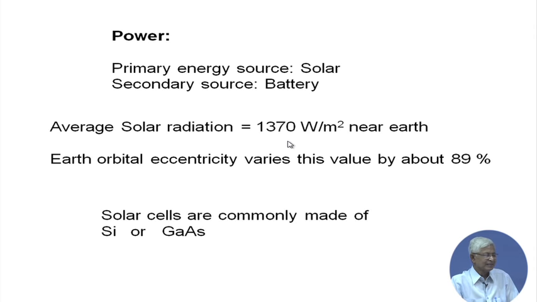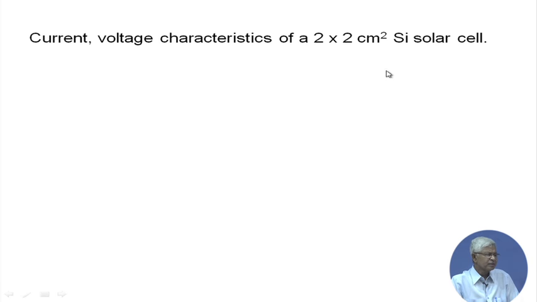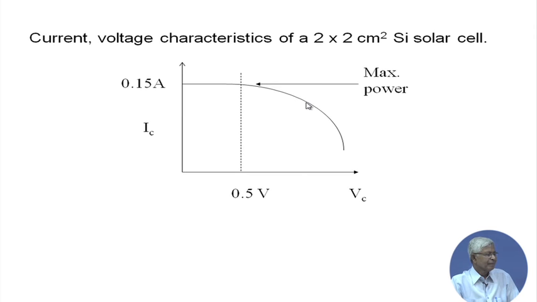So, we can take this number which is reaching the earth surface as the same which is reaching the satellite. Now, solar cells commonly used at present are silicon and gallium arsenide. These two will have different properties. People have experimented on that. Mostly silicon is used. Let us see the current voltage characteristics of a 2 by 2 centimeter, 4 centimeter square, silicon solar cell.